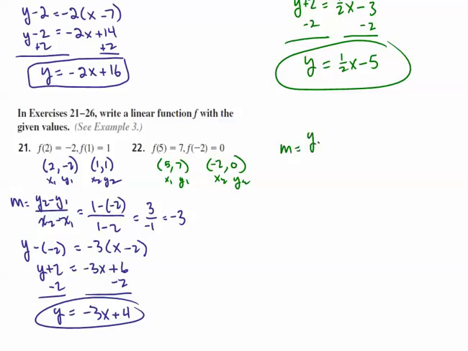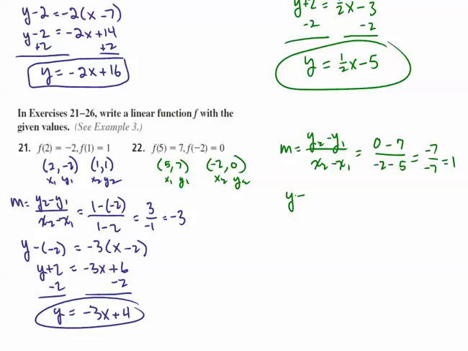M is equal to y2 minus y1 over x2 minus x1. y2 is 0 minus y1 is 7, over x2, negative 2 minus 5. We end up with negative 7 over negative 7, which is positive 1.